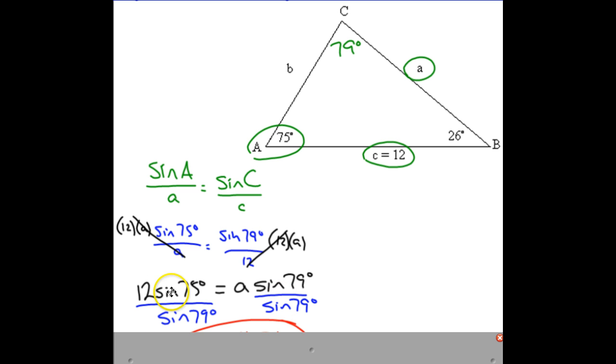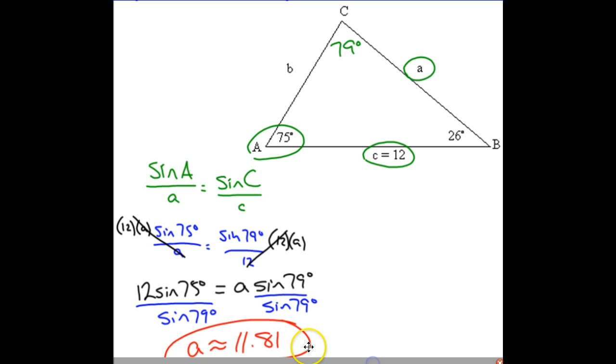So this becomes a calculator problem. Be in degree mode, type in a fraction, 12 sine 75 degrees over sine 79 degrees, and play the recording when you've got your answer. Hopefully you get that A is equal to 11.81. And that's about what we said it would be. A little smaller than 12, but not too much smaller.